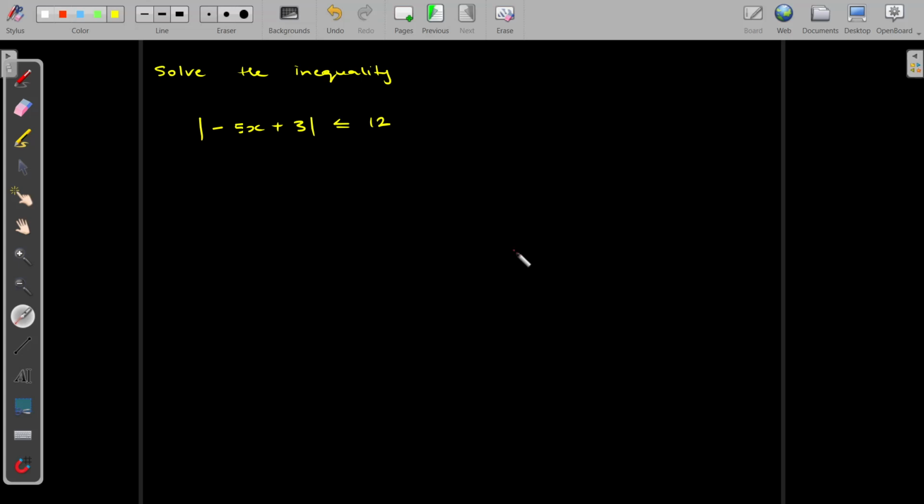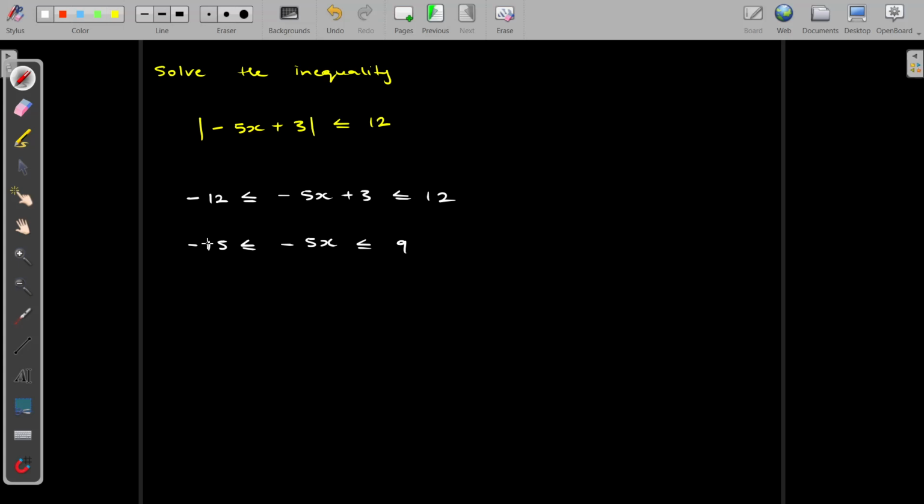So what we can do now is just put our negative 12 over here and put our negative 5x plus 3 in here and put our positive 12 over here. This is going to give us the joint solution set. So now we just transpose. Subtract 3 over here, subtract 3. So that's negative 15 less than or equal to negative 5x, and this is going to give us 9.